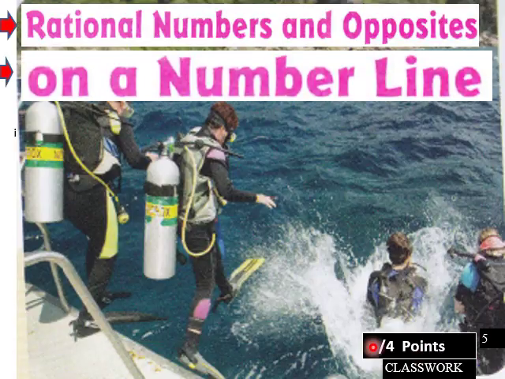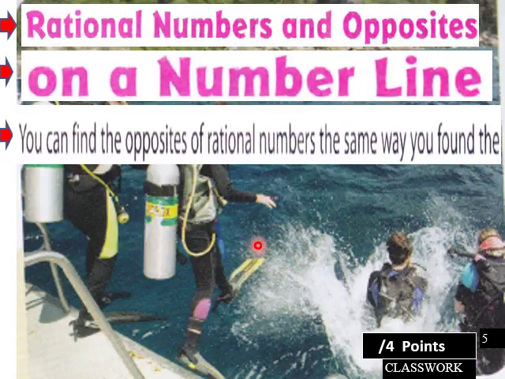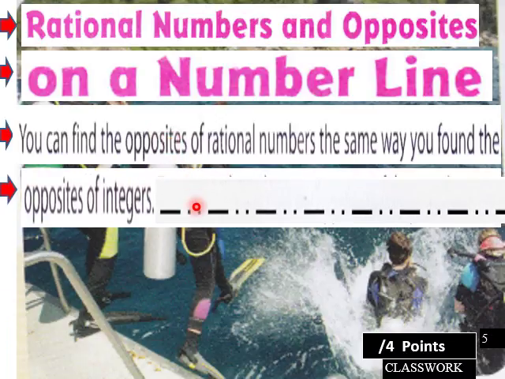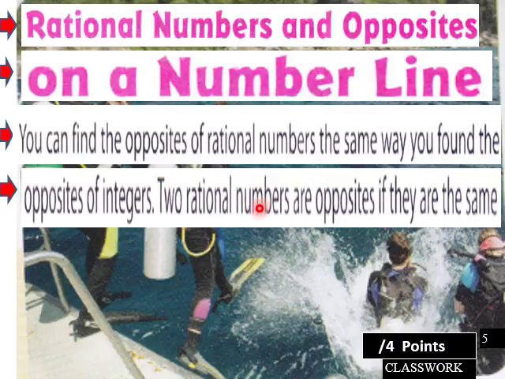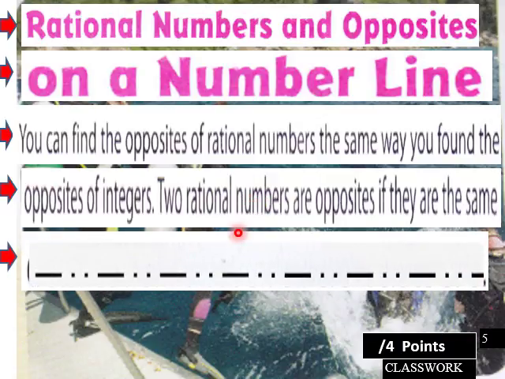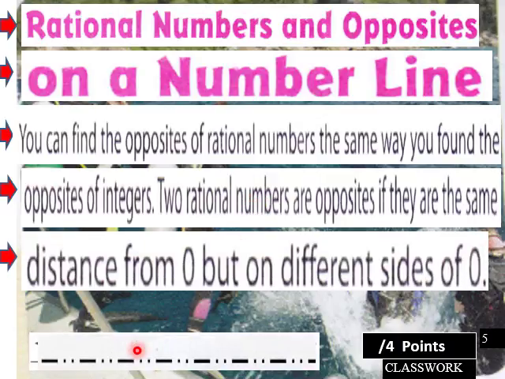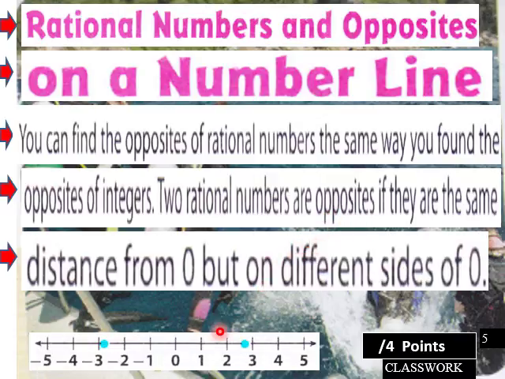Okay, classwork page 5. Rational numbers, opposites on a number line. You can find opposites of rational numbers the same way you found the opposites of integers. Two rational numbers are opposites if they are the same what, class? Distance from zero, but on different sides of zero. That's how you know they're opposites. They have the same absolute value, but different signs.